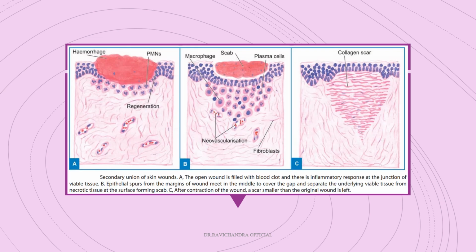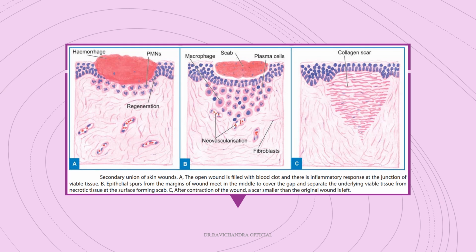So this is a picture showing the secondary union of skin wounds. In the diagram A, the open wound is filled with blood clot, red color, and there is inflammatory response at the junction of the viable tissue, polymorphonuclear cells that are neutrophils. In the diagram B, there are epithelial spurs from the margins of the wound meeting in the middle to cover the gap and are separating the underlying viable tissue from the necrotic tissue at the surface, forming scab.